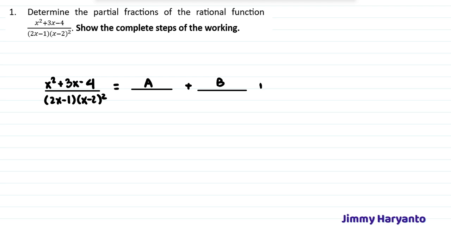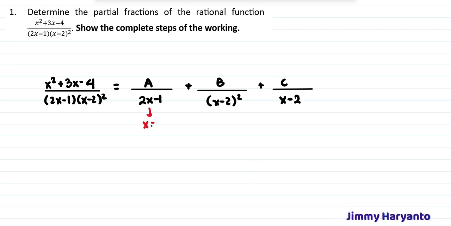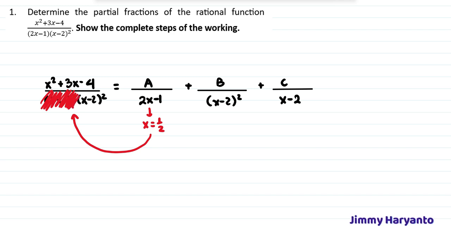A, B, and then C. For this one, it will be broken down into 3 parts. The first one is x minus 1, the second one is x minus 2 squared, and the third will be x minus 2. First, I want to find the a by inputting the value of x from this one. So before you input, you have to close this one with your fingers, and then you input it just like usual. Half squared plus 3 times half, and then minus 4.